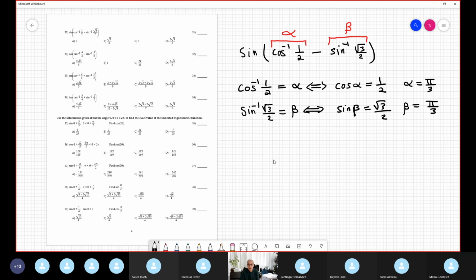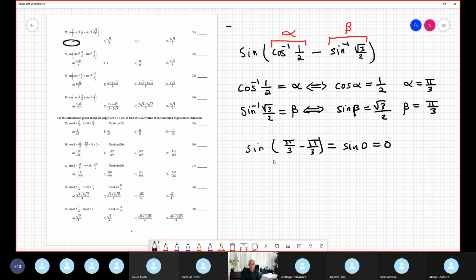Then it is sine of pi/3 minus pi/3. Wow. And pi/3 minus pi/3 is 0. And sine 0 is 0. Got it? We are doing 31.